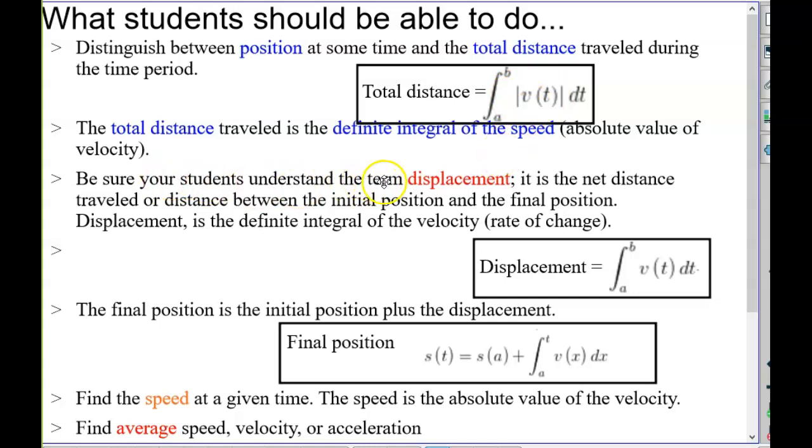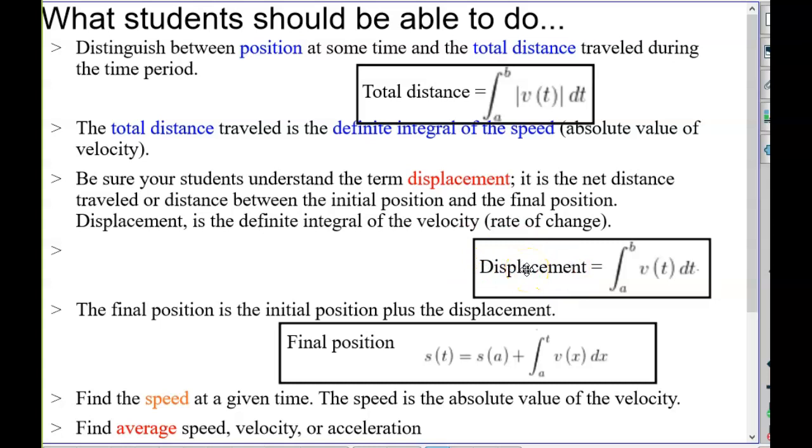Be sure that we understand the difference between total distance and displacement. Look at the difference here. Total distance had the absolute value. That turned all the areas positive. Displacement is just saying what's the area under the curve. If it's below the curve, it's negative. If it's above the curve, it's positive. And it's just where are you at the end of the time.